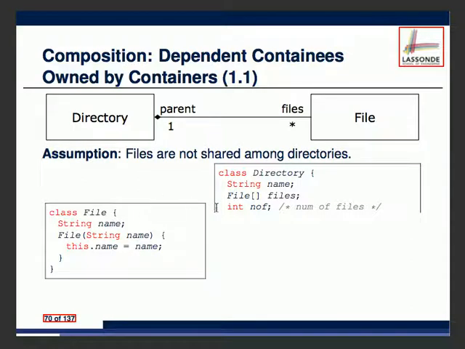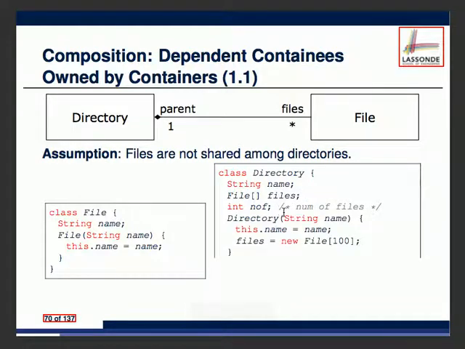So now we have the name of the directory. You have a list of files. You can see the directory is a container. It contains an array of files. Also, we've got a number of files here. Okay, and then we initialize the name to be the parameter and also create an array of size 100, pretty much like what we did last Thursday. This one shouldn't be strange to you.